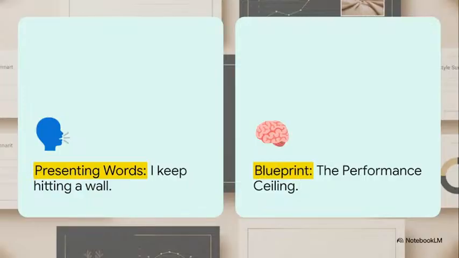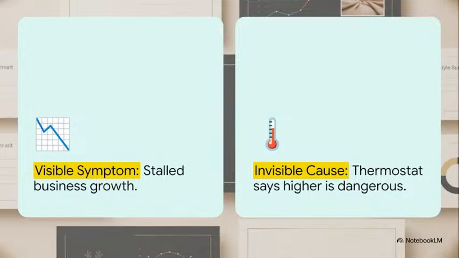By pattern matching those specific words, we instantly identify their blueprint. This is the performance ceiling. It is definitely not an execution problem, it's a capacity problem. Let's unpack how this builds. On the surface, the visible layer, the symptom is stalled business and income growth.